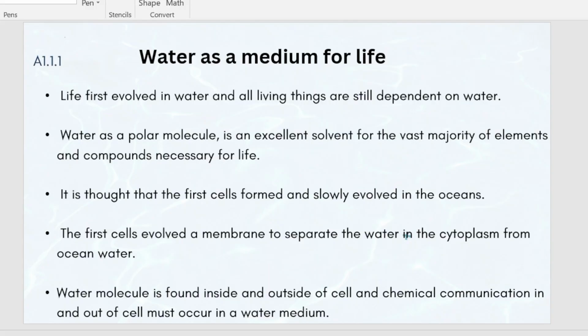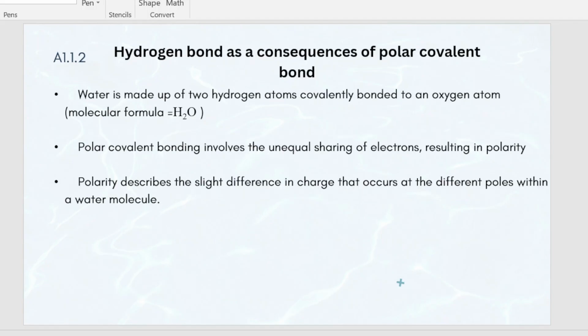All right. So water serves so many purposes in living organisms, for many of the metabolic reactions that happen within and outside of the cell. Many cell communications happen using a water medium or aqueous medium. Now let's go on. The next one is the hydrogen bond, which is a consequence of polar covalent bonds.